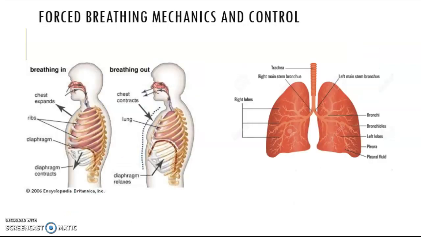For inspiration during exercise, the external intercostal muscles and diaphragm contract, and the accessory muscles are the pectoralis minor and the scalenes. This moves the ribs up and out further than inspiration at rest. This creates a greater increase in lung volume, meaning that a steeper gradient is created, and air enters the lungs at a faster rate.